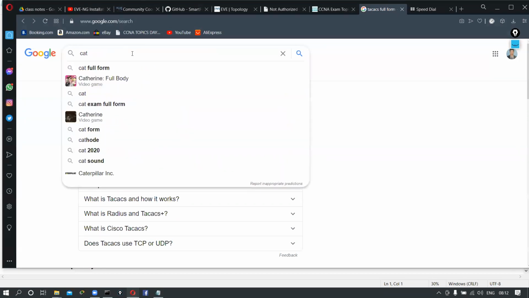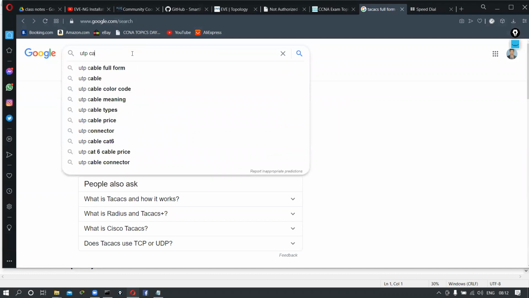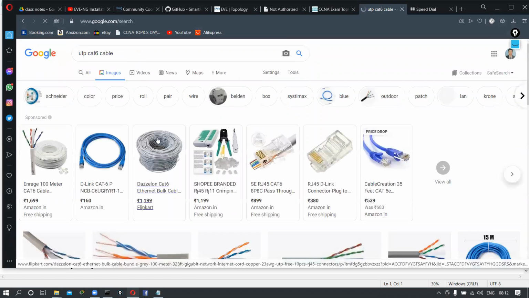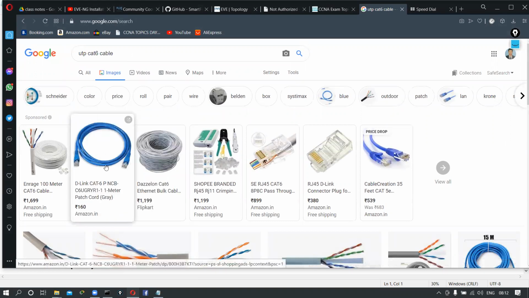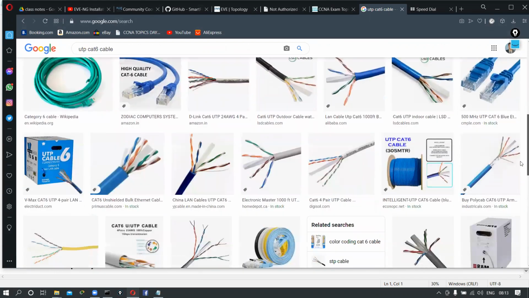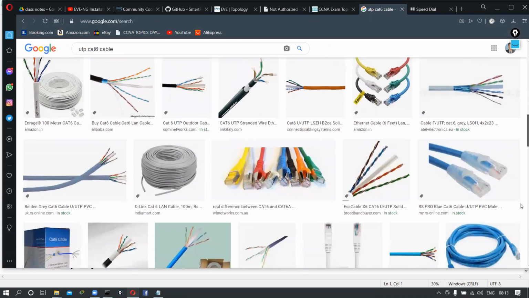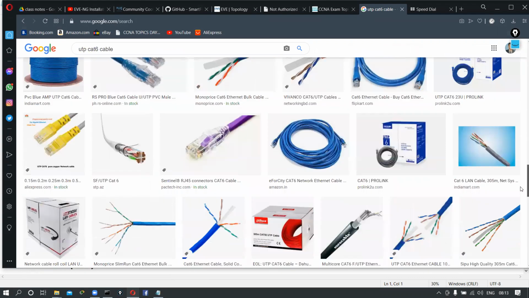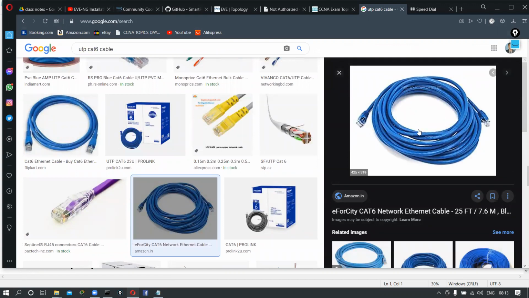UTP Cat 6 cable. Check it over there. And this is called category 6 cable, guys. Somewhat thicker, that means a higher gauge. In your organization, you are connected with category 6 only, not category 5E. Category 5E has a very low gauge. This is category 6. See, the gauge is a very strong cable.